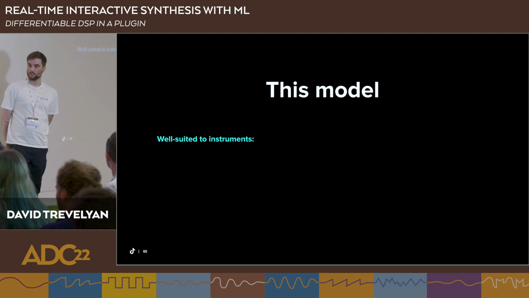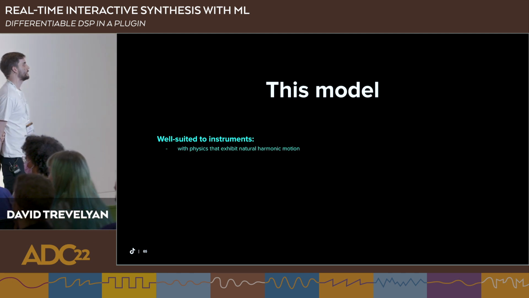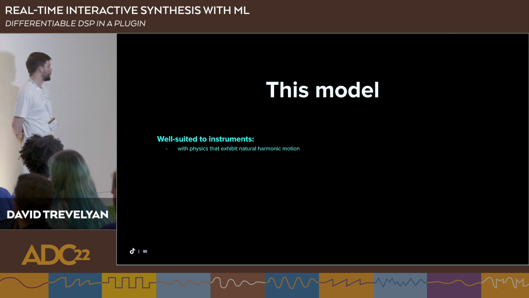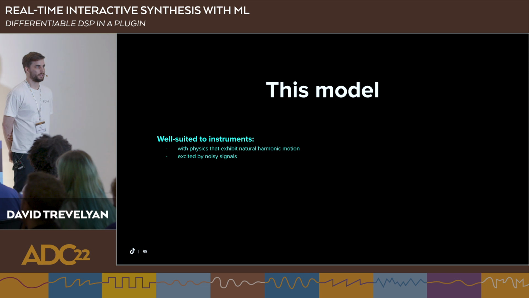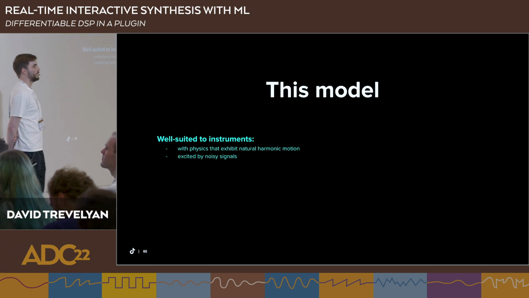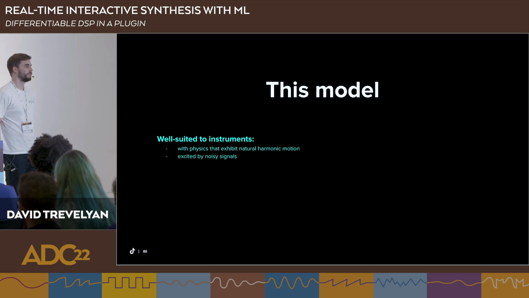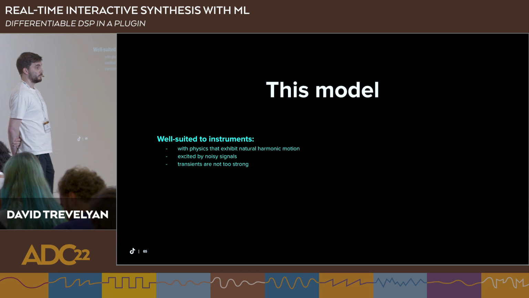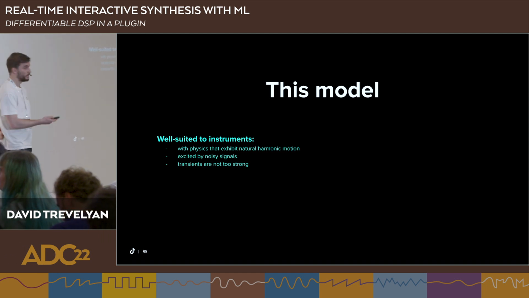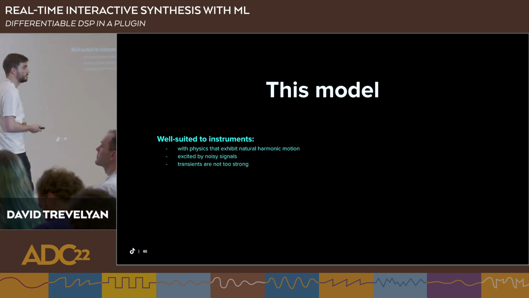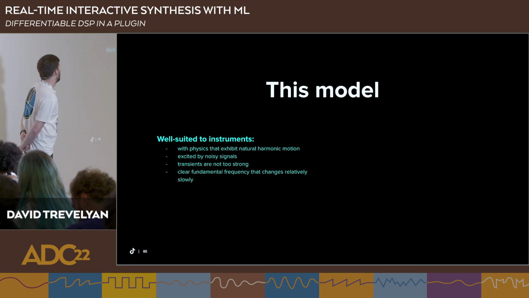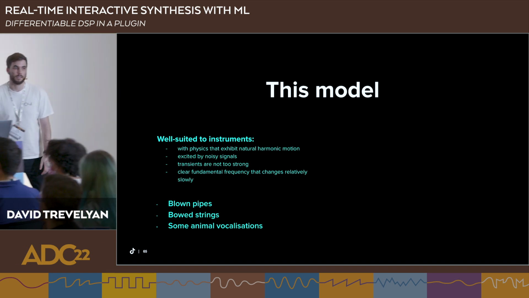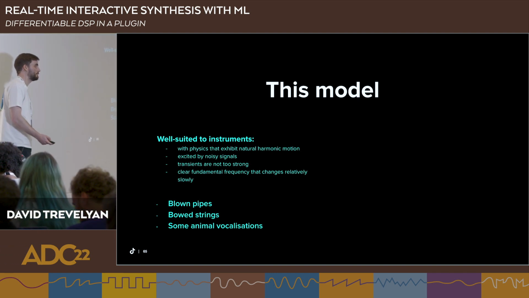All right, so this model is very well suited to instruments whose physics exhibit natural harmonic motion. Instruments that have one dimension that dominates the motion. We have instruments that are excited by noisy signals, like a flute, that's excited by breaths. Violins are excited by dragging a very rough bow across a string. That's another noisy signal. Because the inference runs at a much lower rate than audio sample rate, just like drums, we can't really deal with transients that are very strong so well. That doesn't work so well in this particular model. And we also need the fundamental frequency to change relatively slowly. So that means things like blown pipes, bowed strings, and animal vocalizations. You'll find a cat model in TikTok if you want to play around with that.